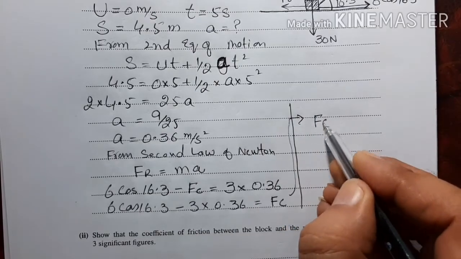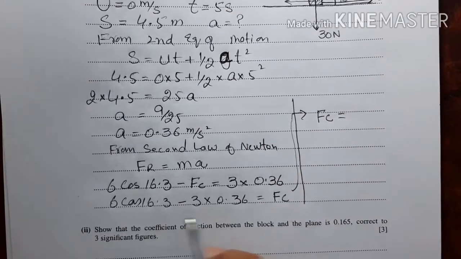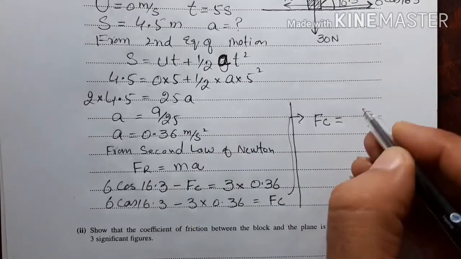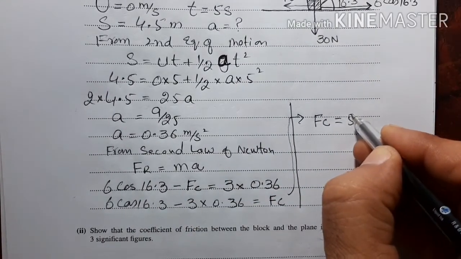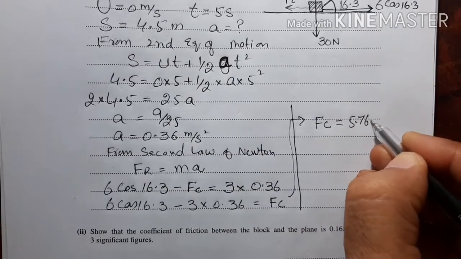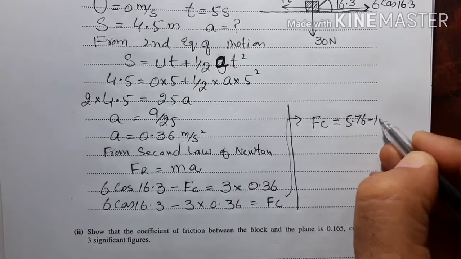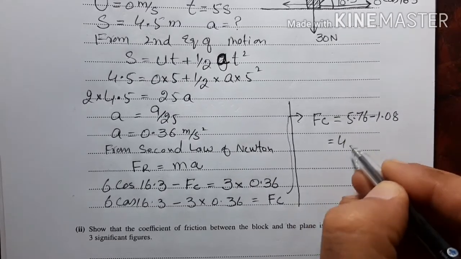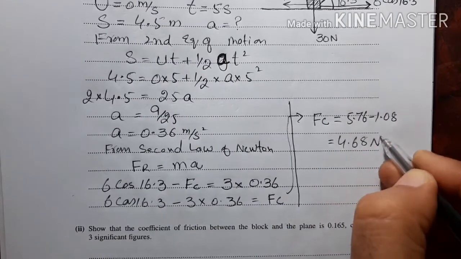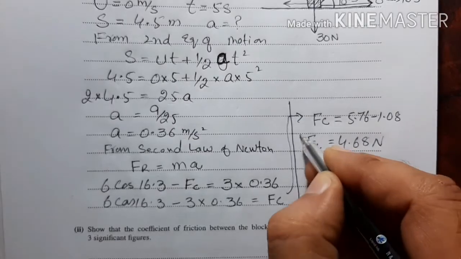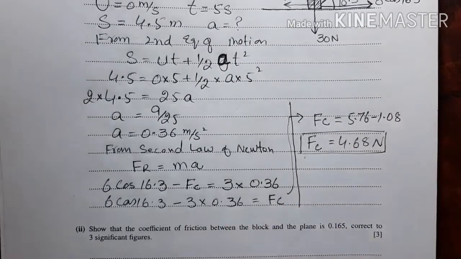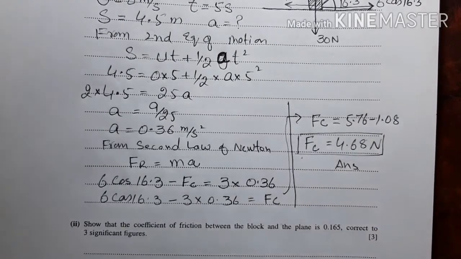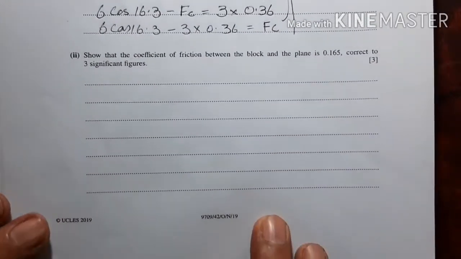So when we find the value with the calculator, it will be 5.76 minus 1.08, which is 4.68 newtons. This is the magnitude of the frictional force. This is our answer. Okay.